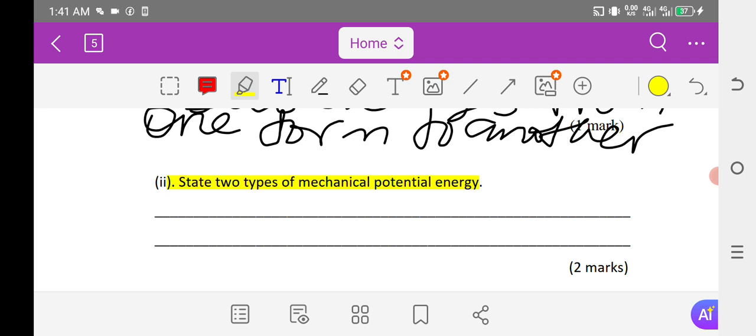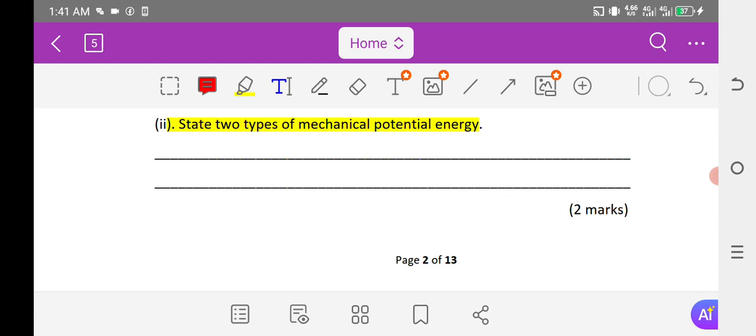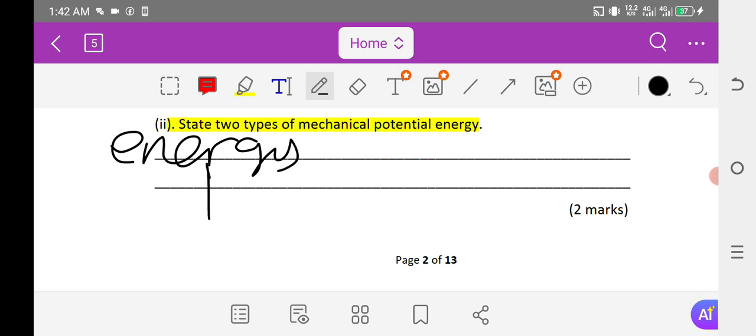All right, remember we have two types of mechanical energy, namely potential energy and the kinetic energy. Don't forget that. So we are saying energy is divided into two.